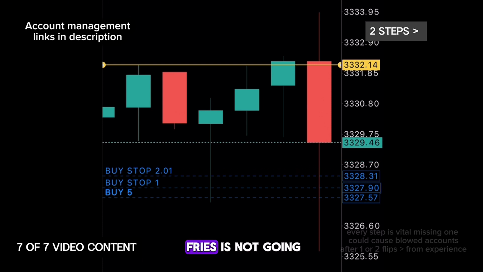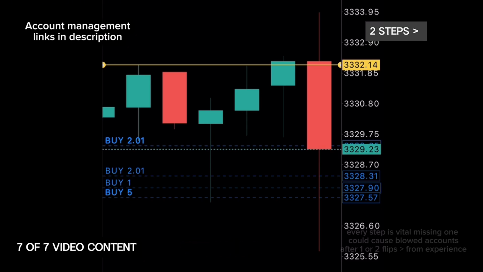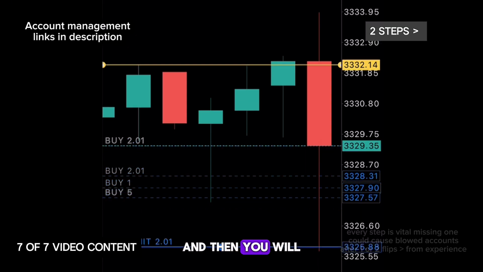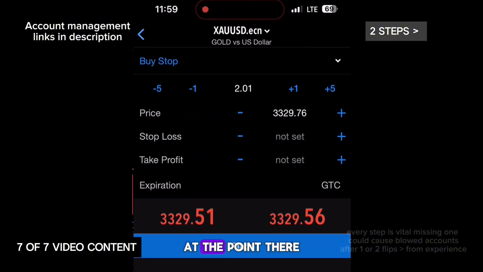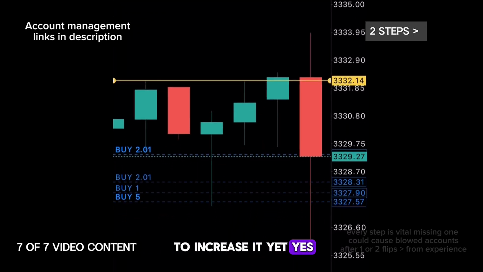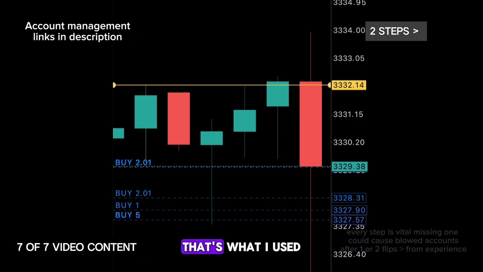And then if price is not going up, you need to give it space. You spam entry. This time you don't use buy stop, you spam your entry, and then you will now start adding another buy stop at the point there. But you don't want to increase it yet. You need to add at least 2 more. That's what I used to do.